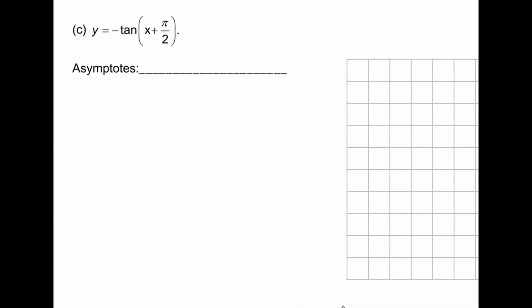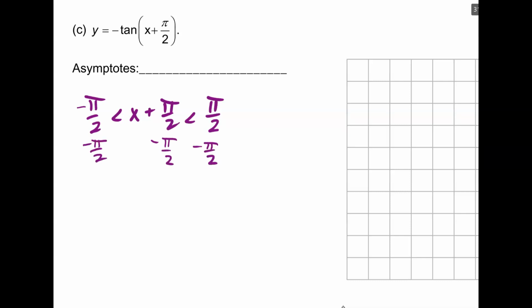Ooh, interesting. We got like 2 things going on here. A, look, my number in front of tangent. I have this negative sign, so automatically I see it's going to flip it across the x. And then I have this plus pi over 2. So what that means is I'm shifting it horizontally. First step, set the inside, solve the inequality. So negative pi over 2 less than x plus pi over 2 less than pi over 2. Having this helps you have to think less. All right, let's subtract pi over 2 everywhere. So I have negative pi less than x less than 0.